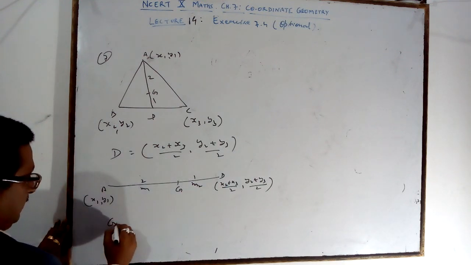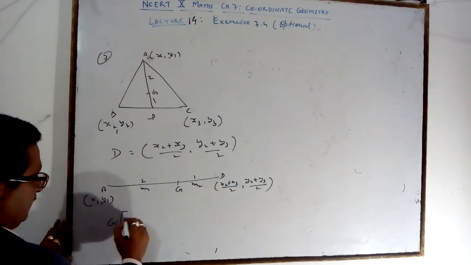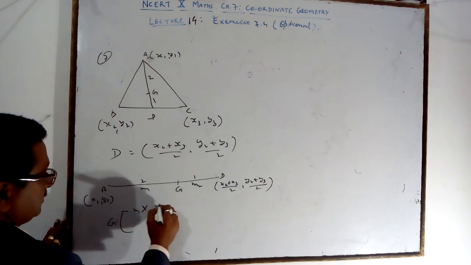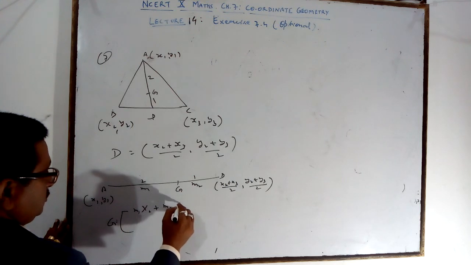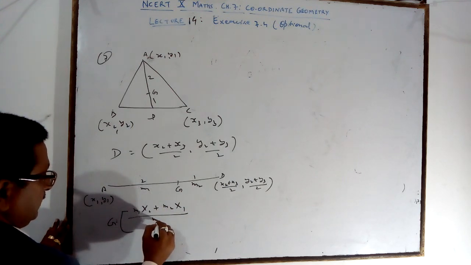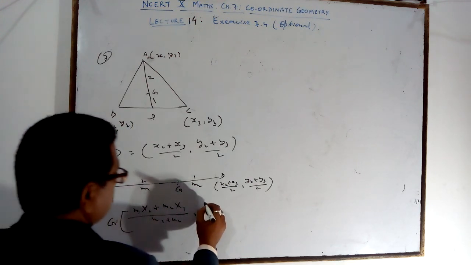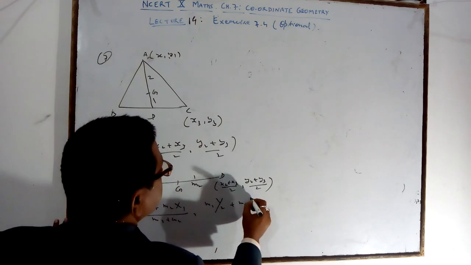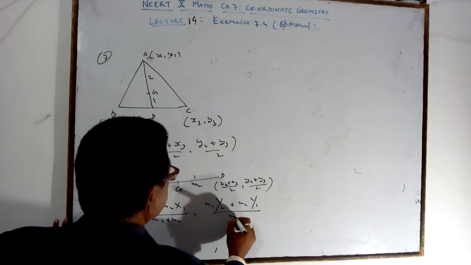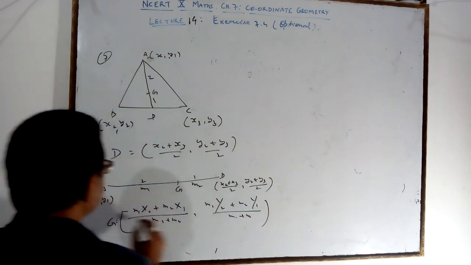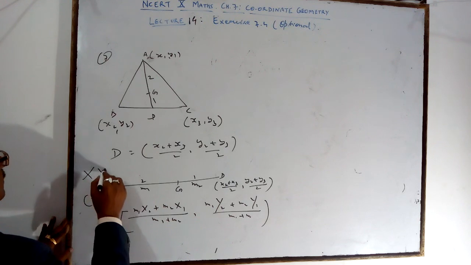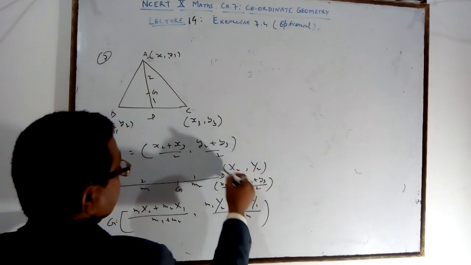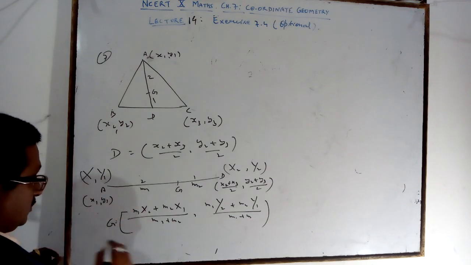What is G? By the section formula, it will be (m1 x2 plus m2 x1) divided by (m1 plus m2), comma, (m1 y2 plus m2 y1) divided by (m1 plus m2). I have taken capital letters. It is x1 y1, it is x2 y2. If I am taking this, then you put the values here.